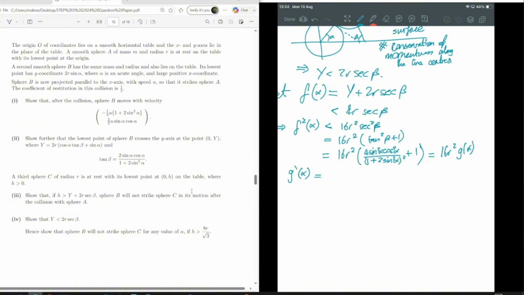To differentiate this, I'm half considering simplifying the numerator using the double angle form to turn the numerator into sine squared of 2 alpha. That's surely going to be easier, because then I don't need to do extra product rules. G of alpha is going to be sine squared 2 alpha over 1 plus 1.